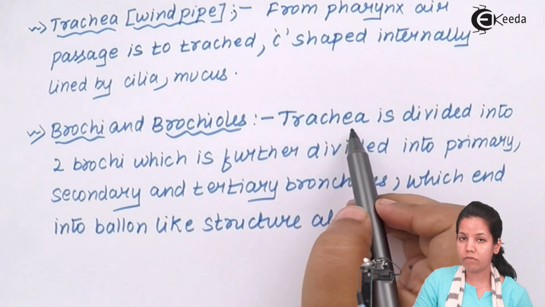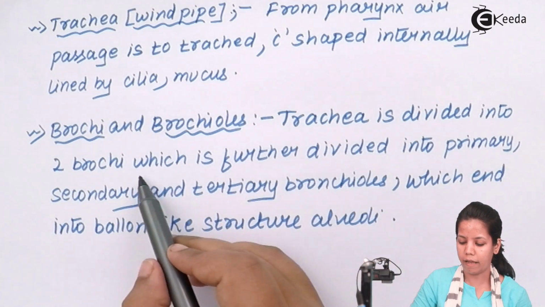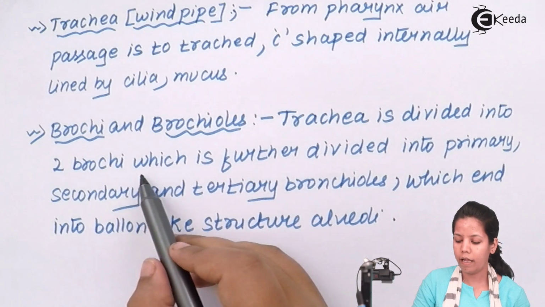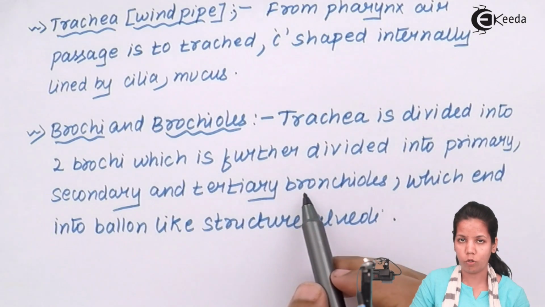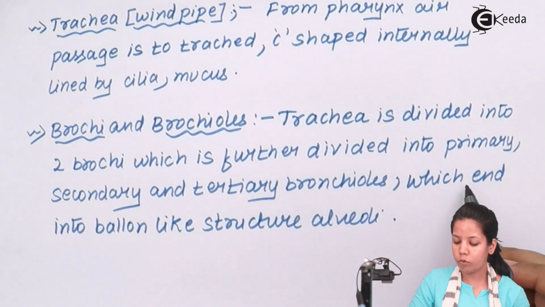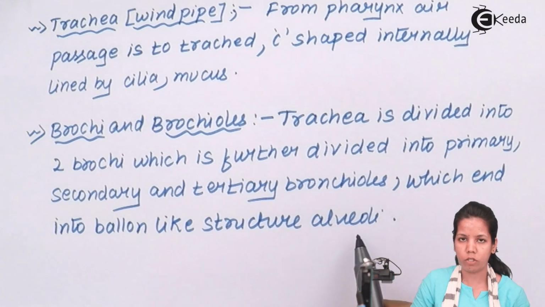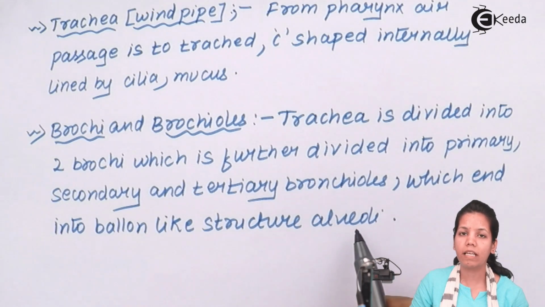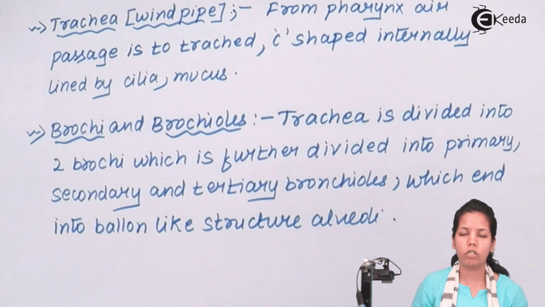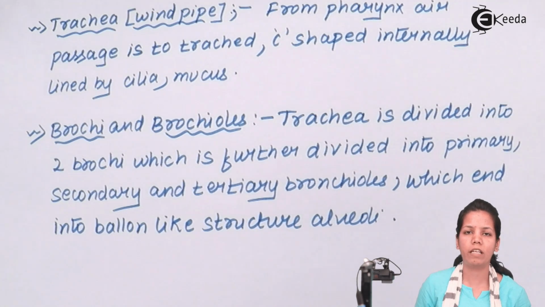So the trachea is further divided into two bronchi, and these two bronchi are further divided into primary, secondary and tertiary bronchioles, which end into a balloon-like structure which is termed as alveoli. Now alveoli basically help in the exchange of gases. The gases like oxygen and carbon dioxide finally go to alveoli, and it helps to remove carbon dioxide and take in oxygen and pass it down to various tissues.